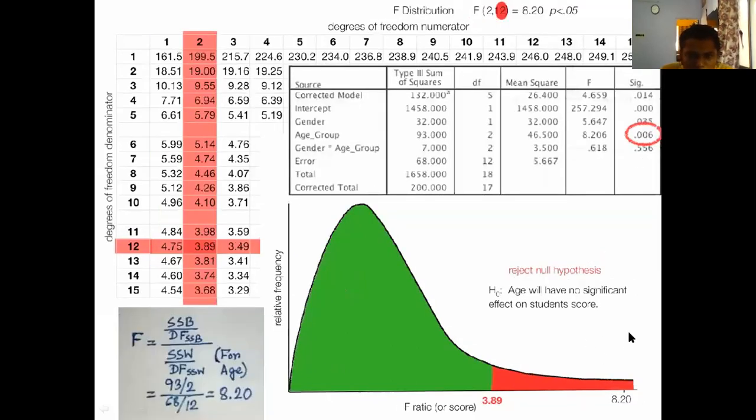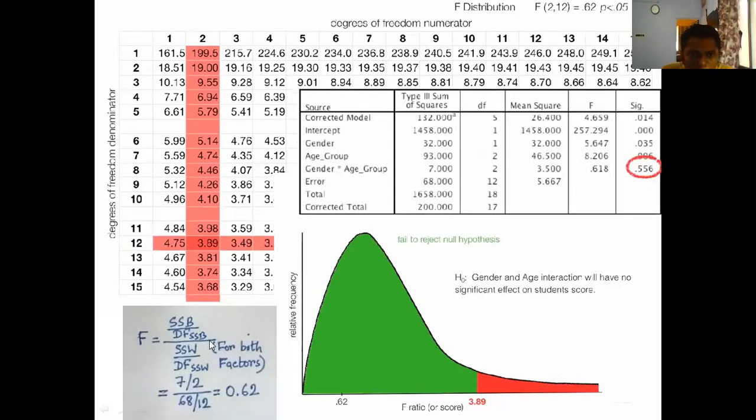Similarly, here you can see the degrees of freedom are 2 and 12 for the sum of square between and the sum of square within, and your alpha is equal to 0.05. Here 2 and 12 intersect at 3.89. Your value is 8.2, and the cutoff is 3.89. So in this case also, you reject the null hypothesis. That means there is enough evidence that age will have a significant effect on student score.